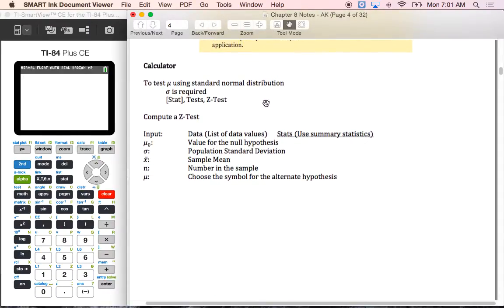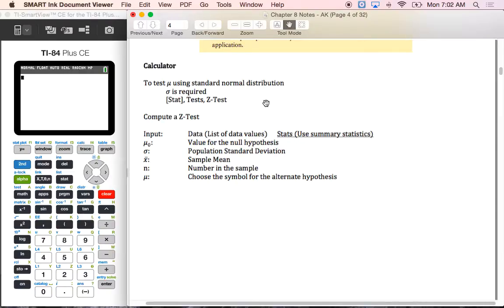with the z-test. With the z-test, we're going to test the population mean, but we have to know our sigma. So we must know the population standard deviation. When we go through that, this is all stuff that's going to pop up for you. So you're going to hit the stat button, go over to test, and look for z-test.